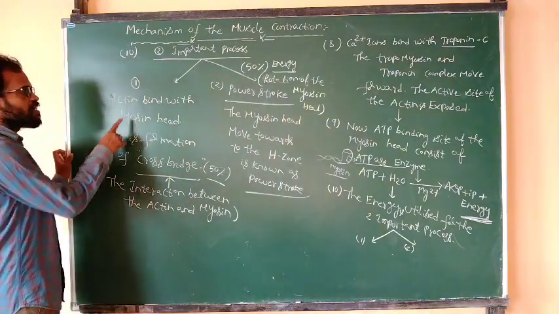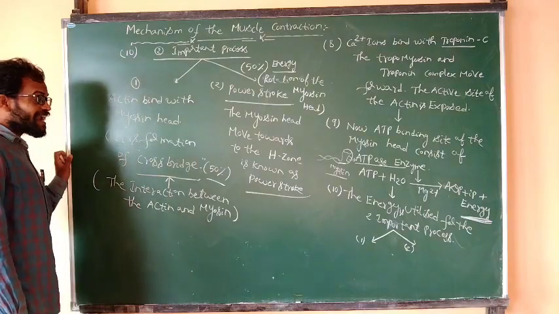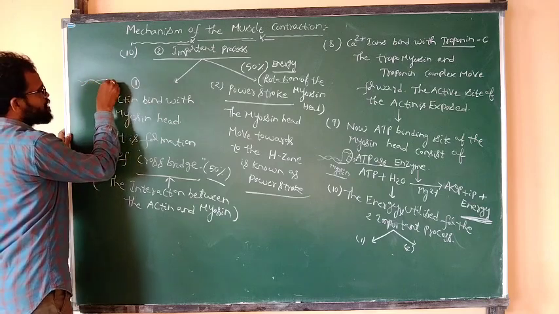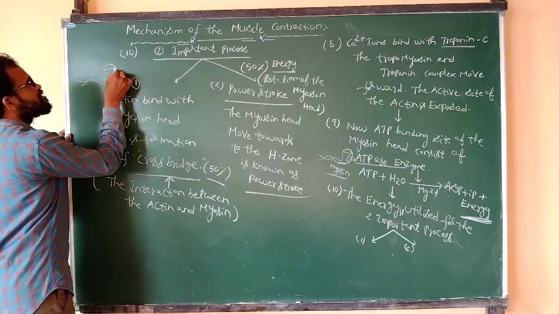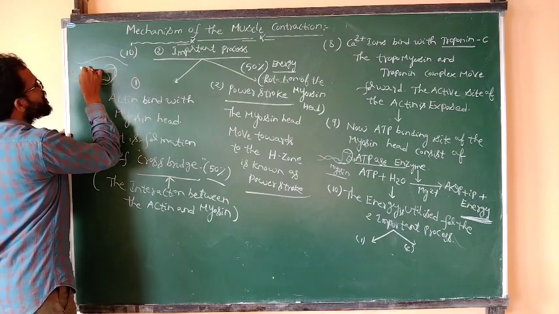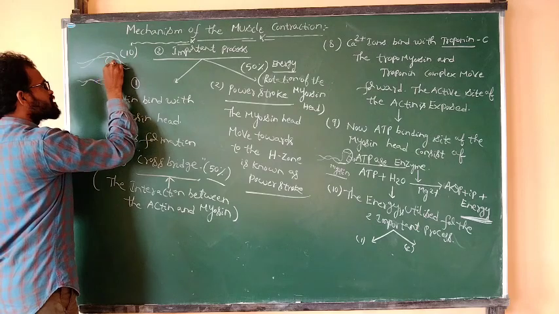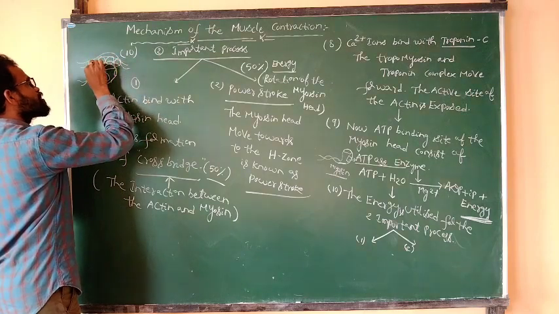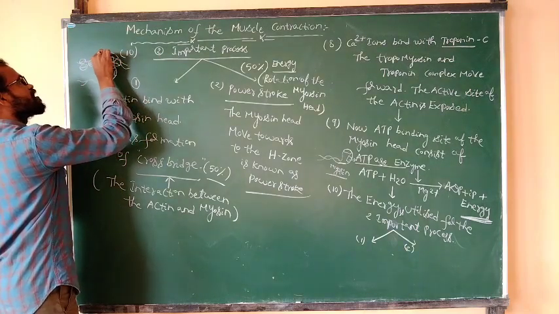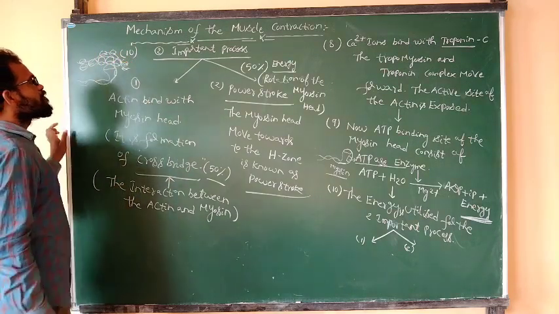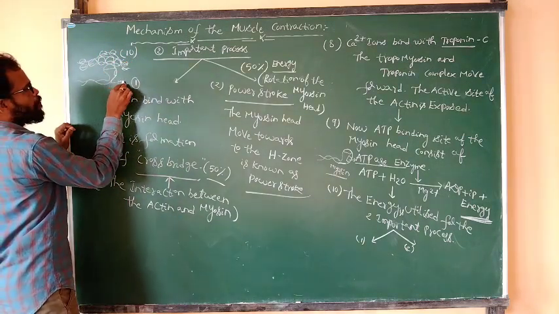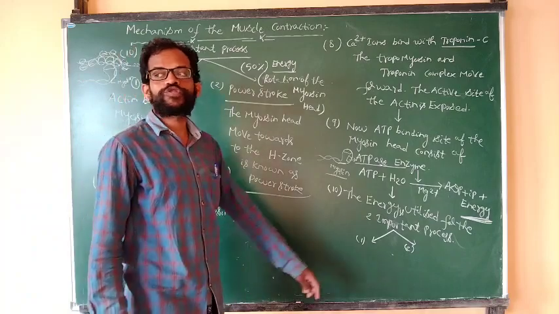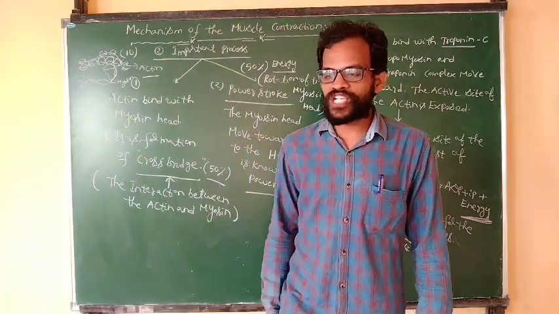What is the meaning of cross-bridge formation? The actin binds with the myosin head. It is known as a cross-bridge formation. The myosin head binds with the actin filaments, which is the cross-bridge formation.